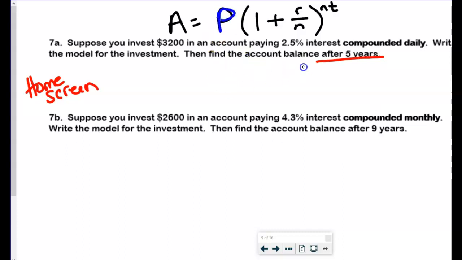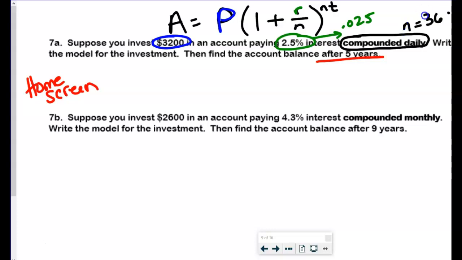So they change out your variables a little bit. They call the principal the starting amount, which is 3,200. The R, of course, is your rate, which is 2.5%. Remember, we have to write that as 0.025, divided by 100. And then we have a new installment here: it's compounding, which means it's going to be compounding a certain amount per year. In this case, it's daily. So this is N, and daily means 365. And then, of course, T is 5.